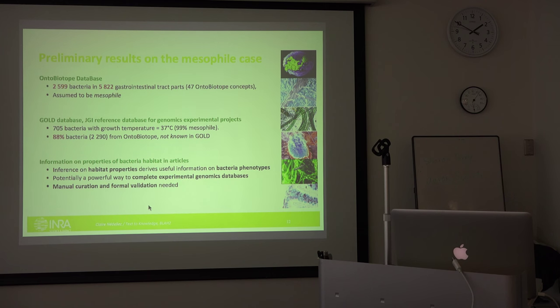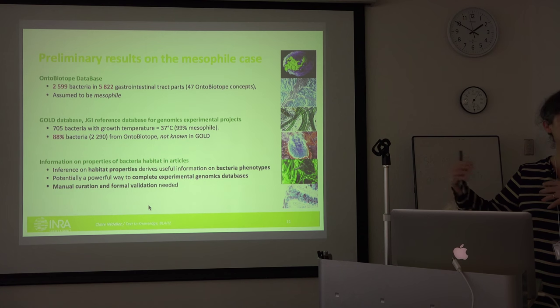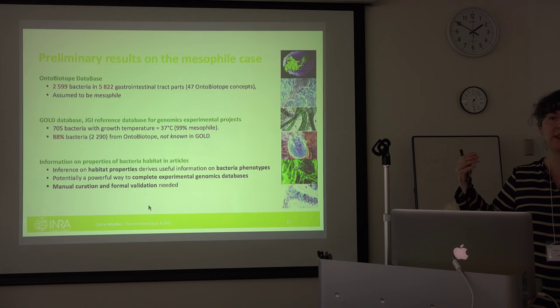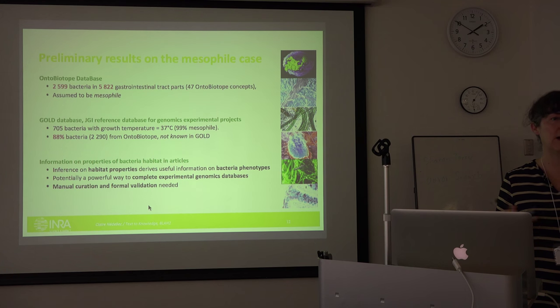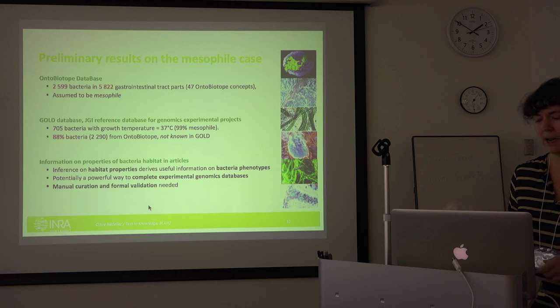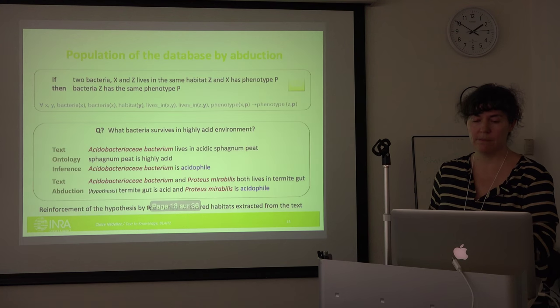So obviously manual curation and also formal validation is needed. If in one way you derive that the bacteria is mesophile, and from another habitat you deduce that the bacteria needs a very hot habitat, you may have integrity constraints that show you that these two hypotheses are contradictory, and this would help to validate.